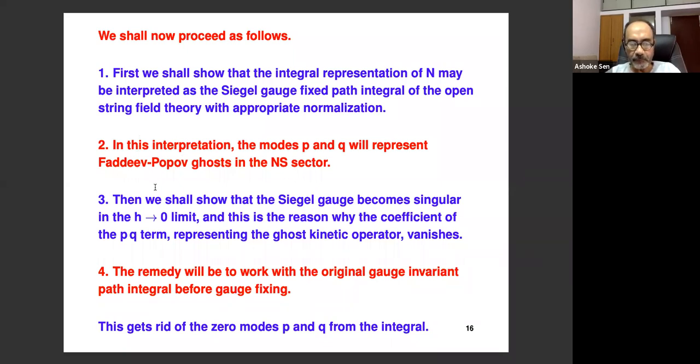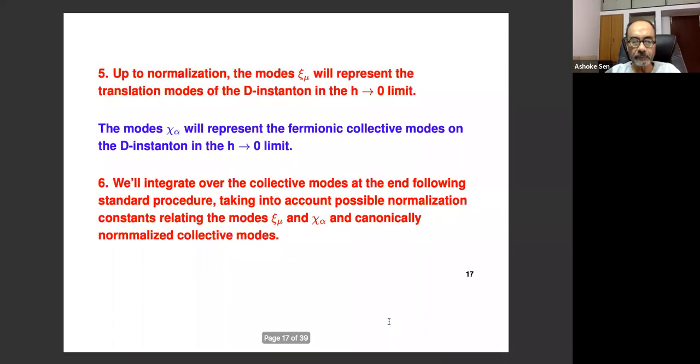So once you identify this as a Siegel-gauge fixed path integral, you are going to go back to the original path integral before gauge fixing. So this is going to get rid of the 0 modes, P and Q, from the integral. Then up to normalization, the 0 modes are easily interpretable. Up to normalization, the modes xi mu will represent the translation modes of the D-instanton in the h goes to 0 limit.